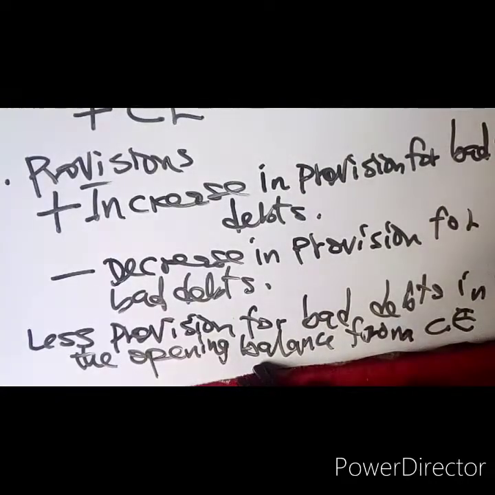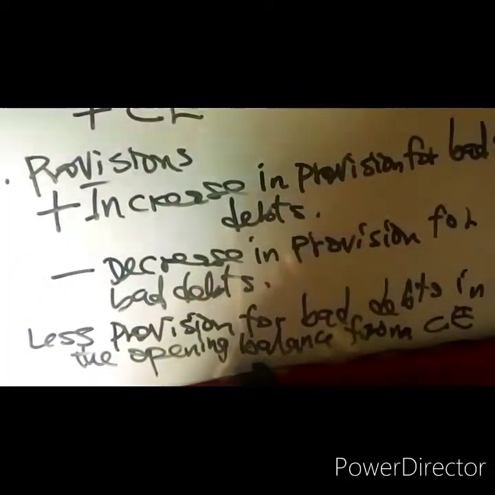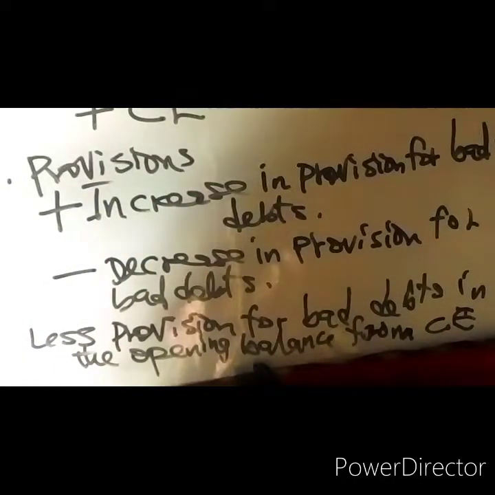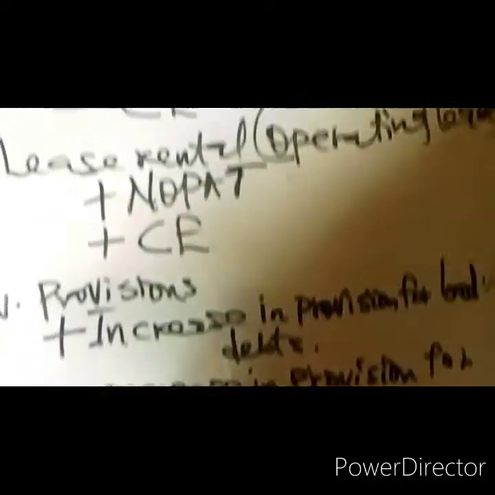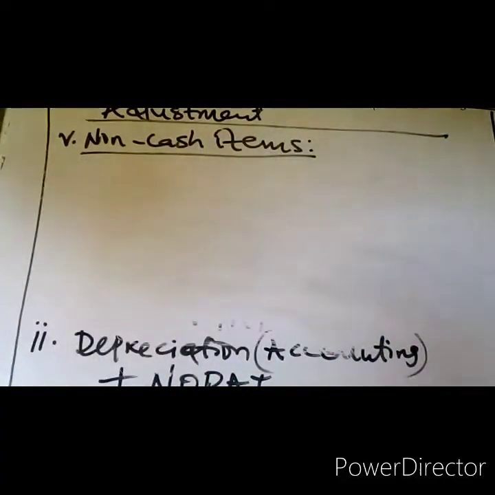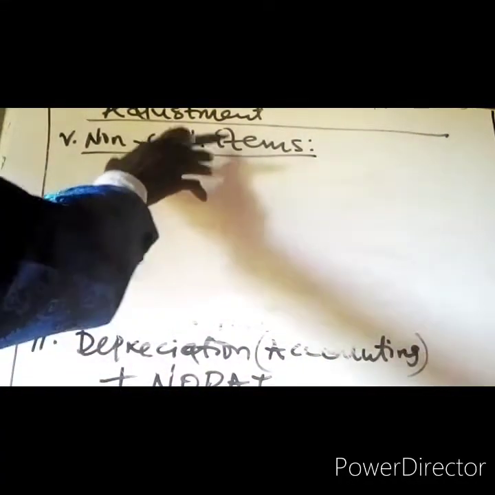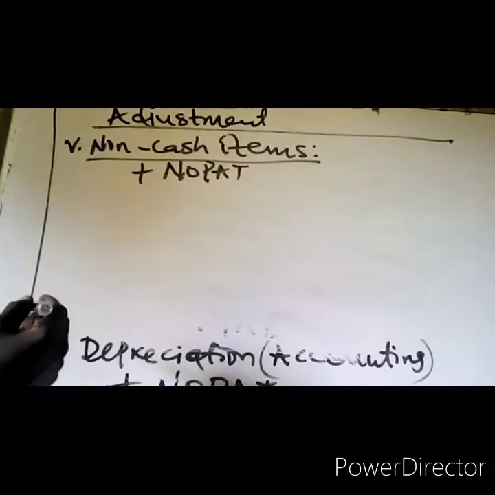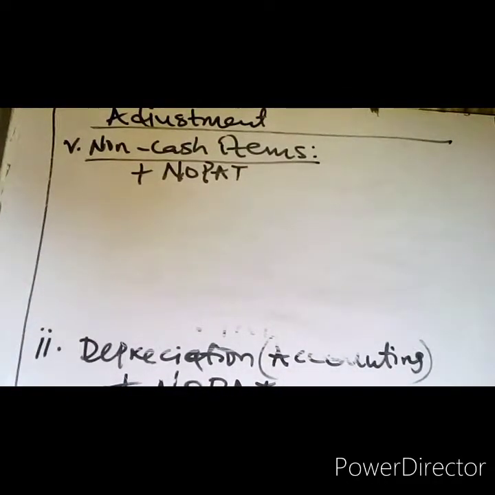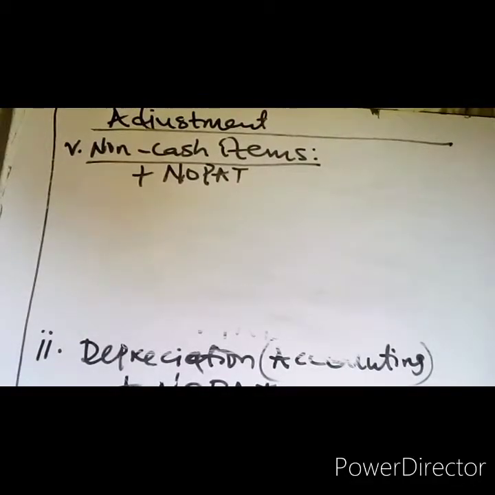Then we have non-cash items. That is number 5. Other non-cash items which the accountant has expensed in the statement of profit or loss, you are going to add to NOPAT. At the same time, you add it to retained earnings, which is part of your capital employed. You know, retained earnings is part of equity.